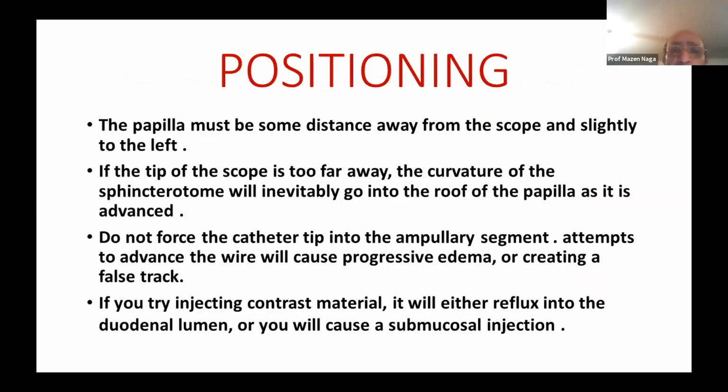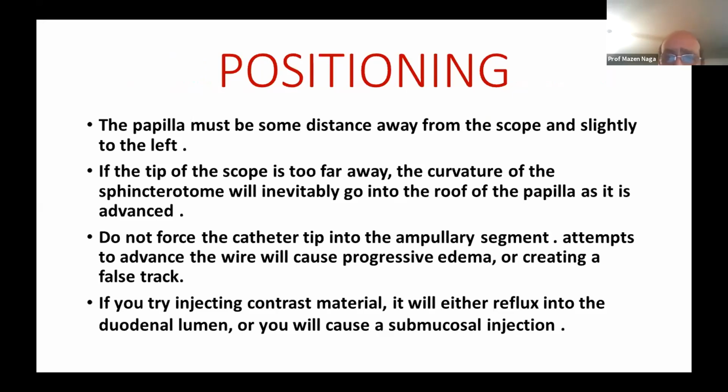Positioning: the papilla must be some distance away from the scope and to the left. If the tip of the scope is too far away, the curvature of the sphincterotome will go to the roof of the papilla, jamming the injection and the wire. Don't force the catheter tip into the ampullary segment. To advance the wire will cause progressive edema or create a false track.